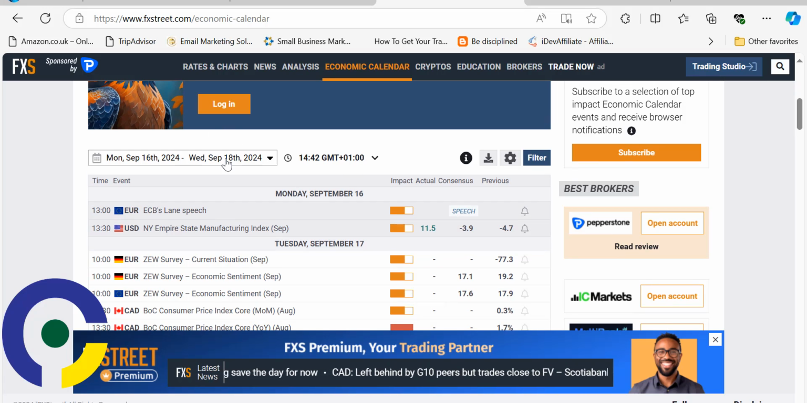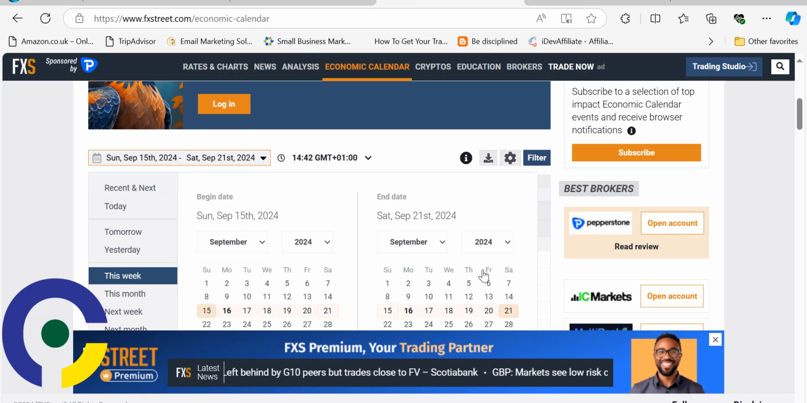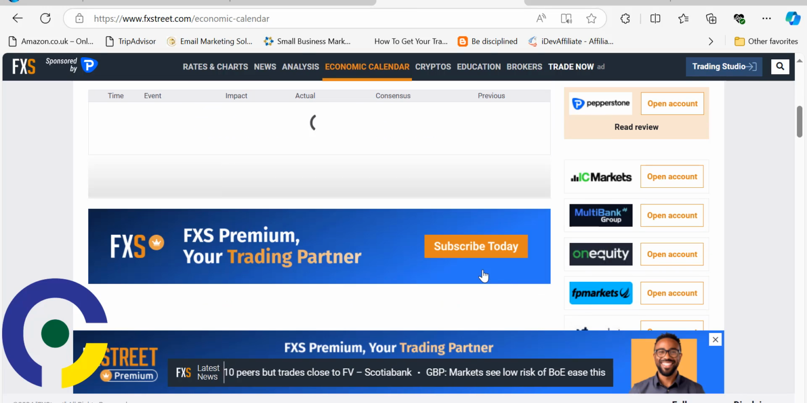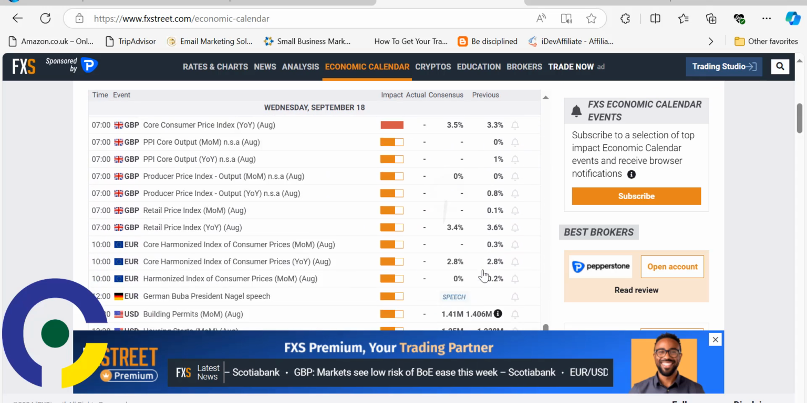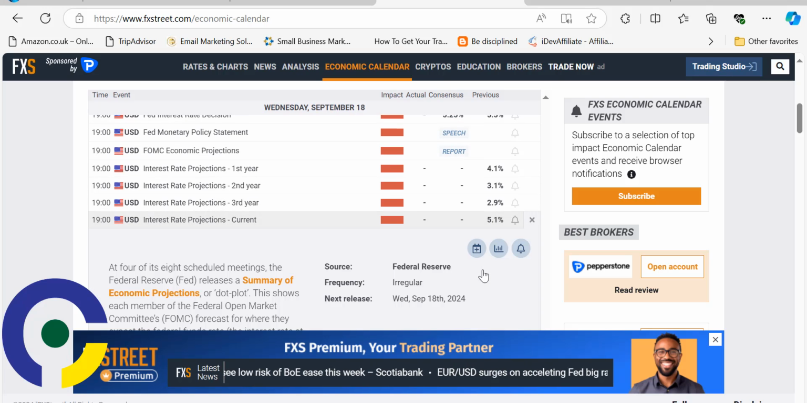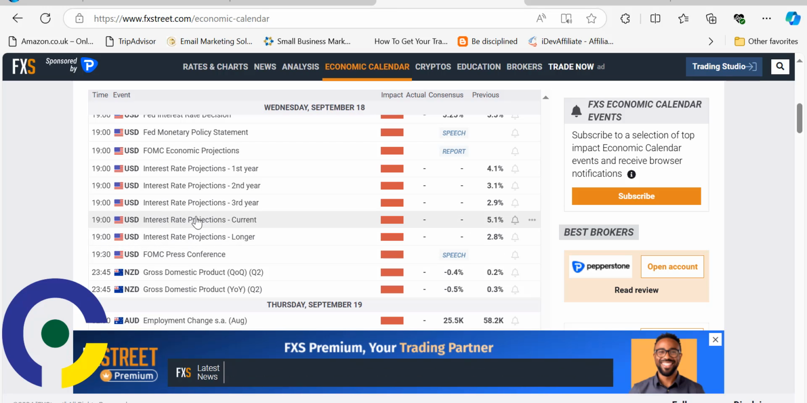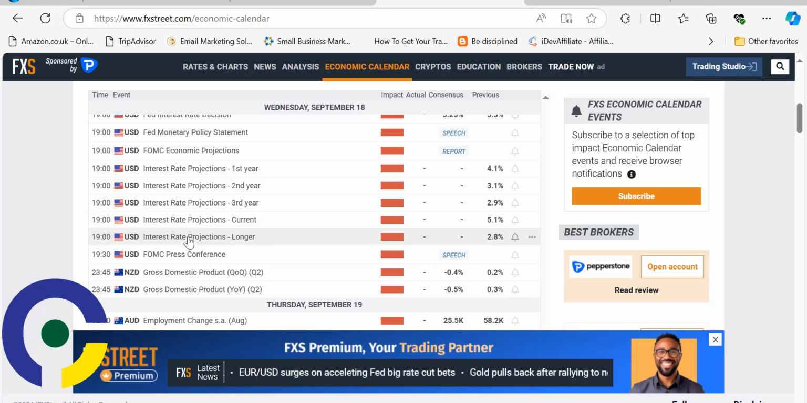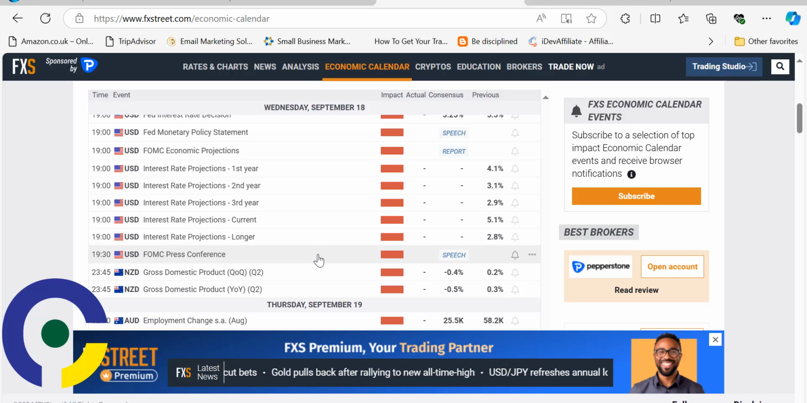Let me quickly adjust this so that it can capture the entire week for FX trades. Okay, so let's get that. All right, so for Wednesday now, you have the same events coming out. Here it is: interest rate projections, the current, and then the longer and the current. So all of these are going to play out. You have to really watch it seriously.